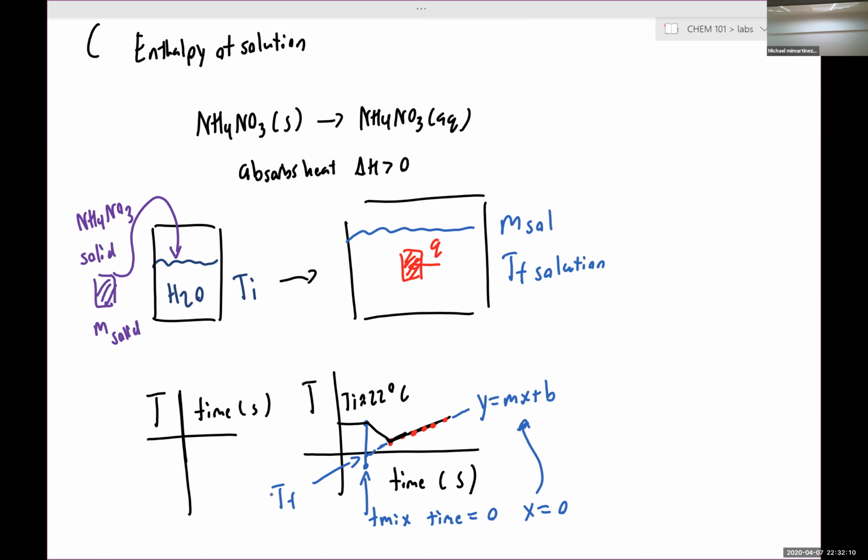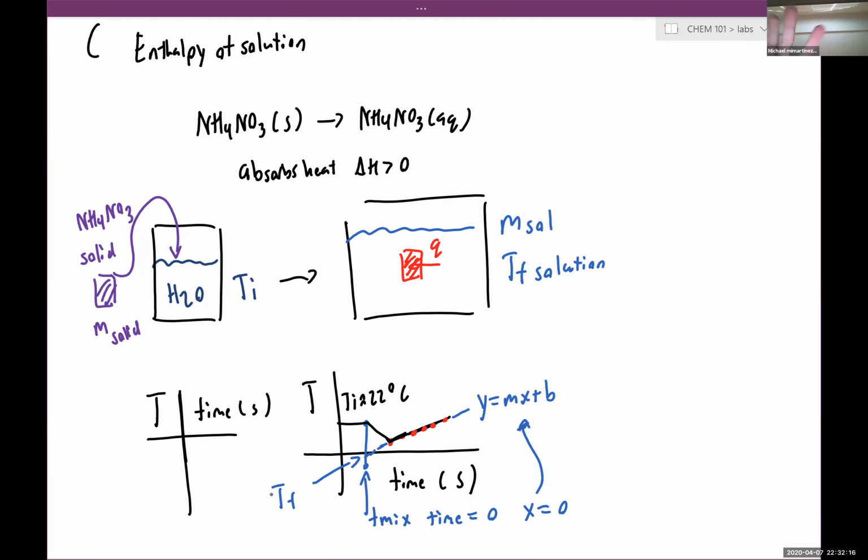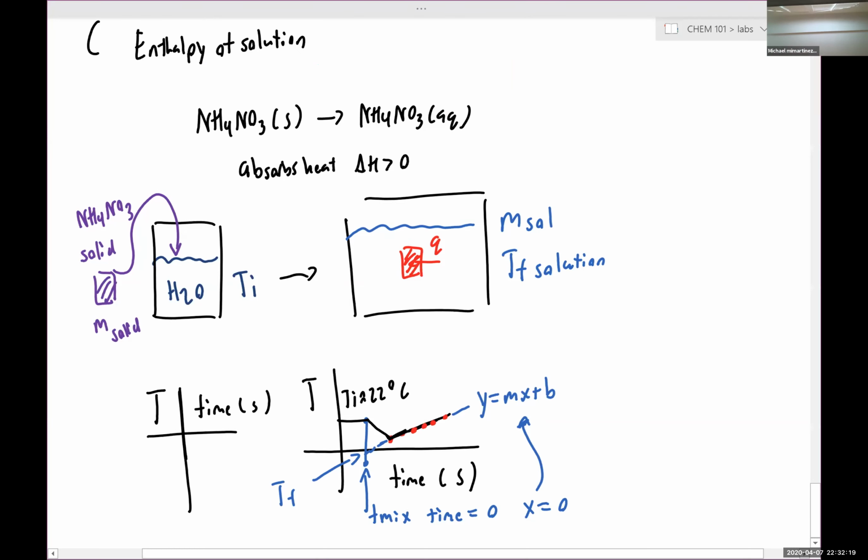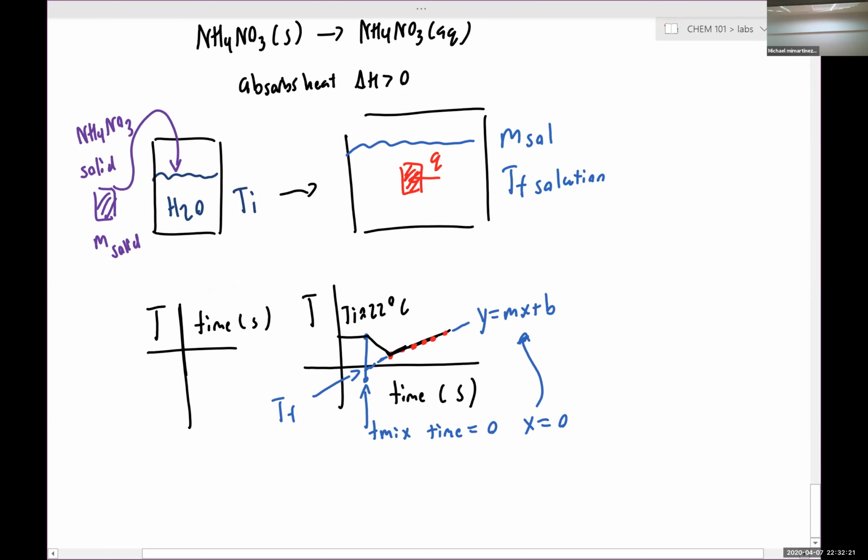Okay, perfect. Any other questions on the graphical format? Any other questions on calculating T final? Now, let's dissect just the energetics of this process.